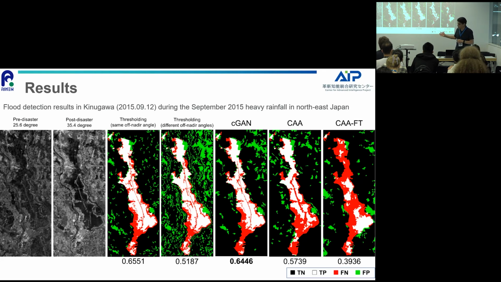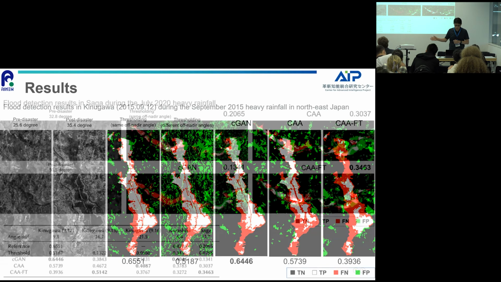Okay, so in this case, with the image, the difference in the acquisition angle is slightly 10 degrees, we can say that CGAN is better. And then we go to another example.